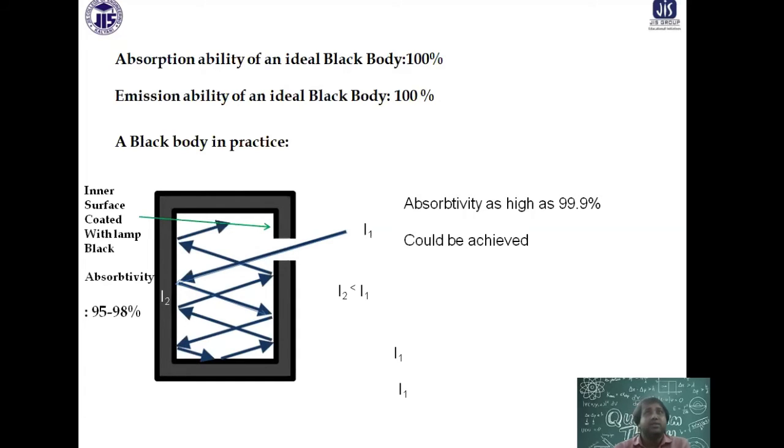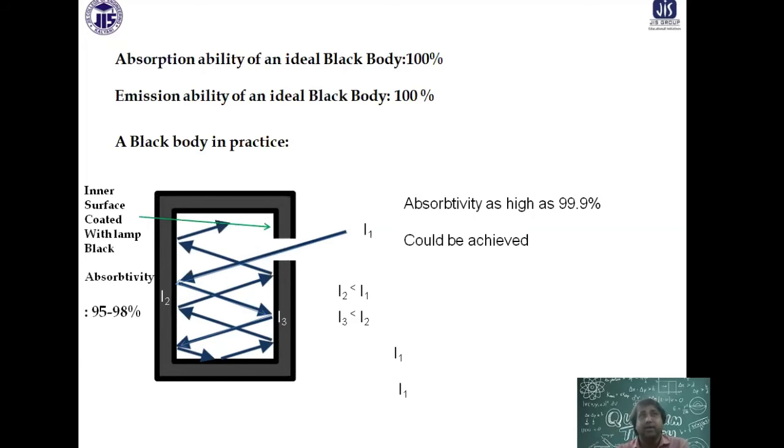Now I2 is incident on another black surface on the right side. Only 2% of I2 will be reflected, and the remaining 98% will be absorbed by the black surface. So if there is I3, I3 is just 2% of I2. You can realize I3 is less than I2 and much less than I1. So where the radiations are going is being absorbed by the cavity.